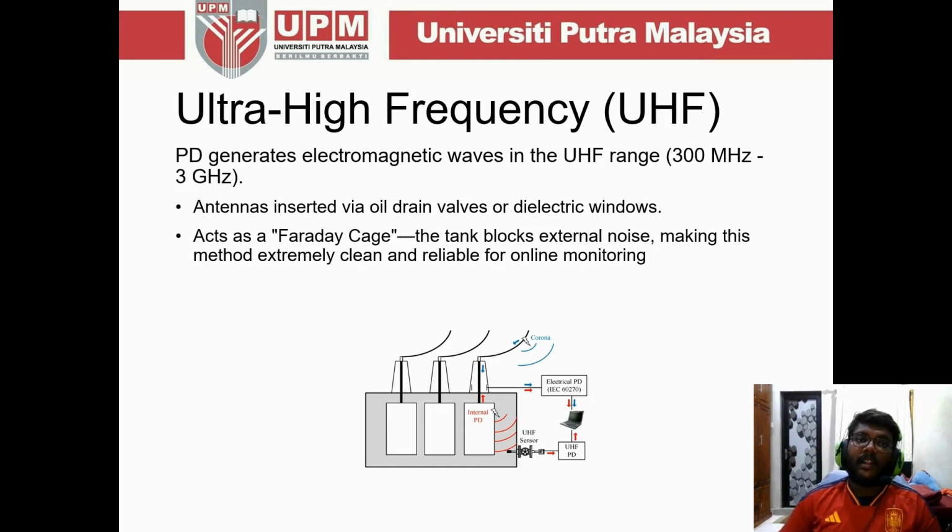And finally, through ultra high frequency. Partial discharge actually generates electromagnetic waves in the ultra high frequency range of 300 megahertz up to 3 gigahertz. So when we install antennas in the drain valves or dielectric windows of the tank, this acts as a Faraday cage where the tank blocks external noises, making this method extremely accurate for online monitoring of the partial discharge.